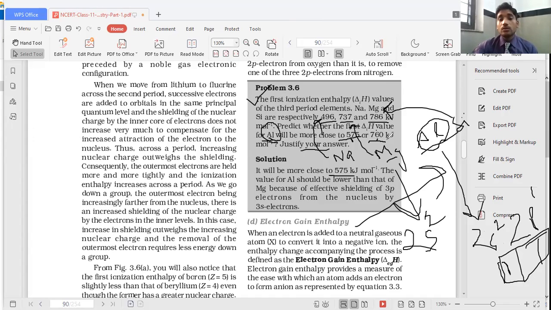So technically, if you have not taken deep knowledge, you just have seen the trend that ionization enthalpy increases along a period, then you will go for 760. If you have a deeper knowledge, you will take the correct answer, that is 575. Understood?